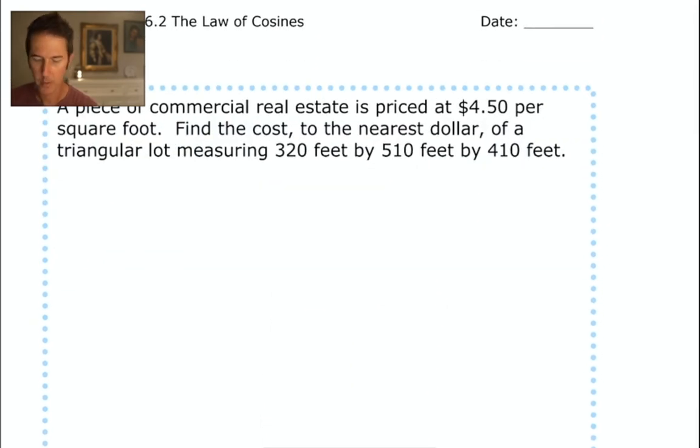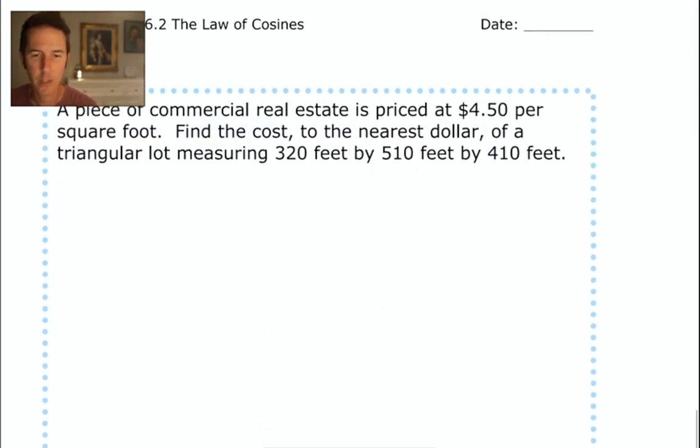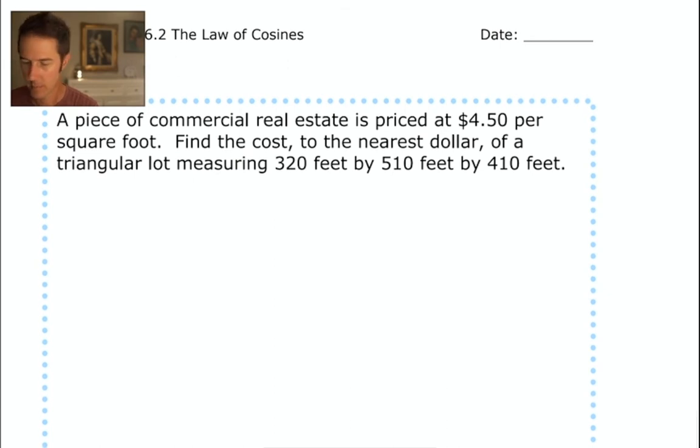There's another page. Let's do one more problem. You gotta keep your eye on me though, because as we know, I'm getting dangerously tired. We're finding the cost to the nearest dollar of a triangular lot that has these measurements and is priced at $4.50 per square feet. So we need to figure out how many square feet are in the lot, and then since it's priced at $4.50 per square foot, we'll have to take the total number of square feet and multiply it by $4.50.